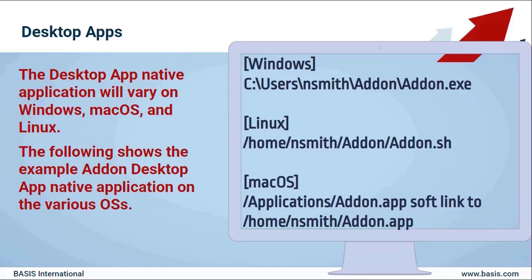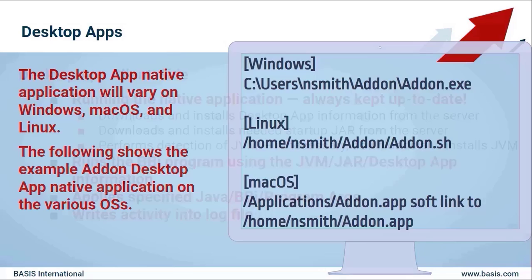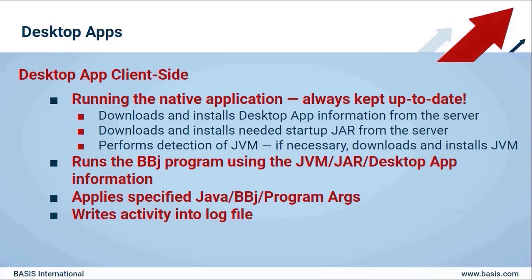So on Windows, it's going to be an exe. On Linux, it's going to be a shell script. And on the Mac OS, it's going to be an app. In the example there, it's always going to be installed under the user home directory. And then whatever app name, for example, this is in the user home directory, Users N Smith. And then the name of the app, in this case is add-on. And then on Windows it would be add-on.exe. On Linux, user home, add-on shell, and on the Mac OS, it'll actually be a Mac OS application.